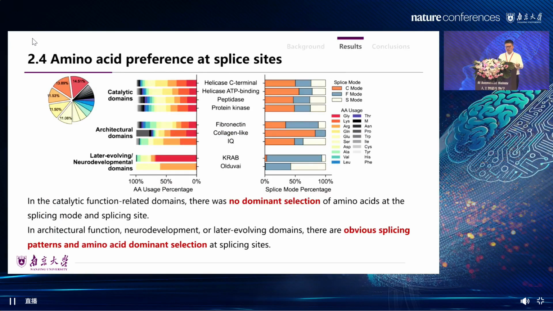In the catalytic function related domains, there is no dominant selection of amino acids at the splicing sites. In architecture functions, like neuron development or net involving domains, there are obvious splicing patterns and amino acid dominant selections at splicing sites.